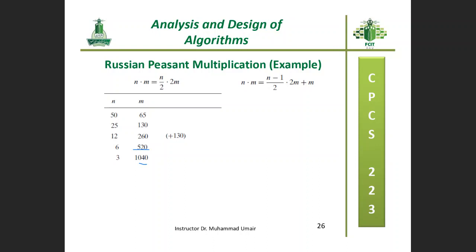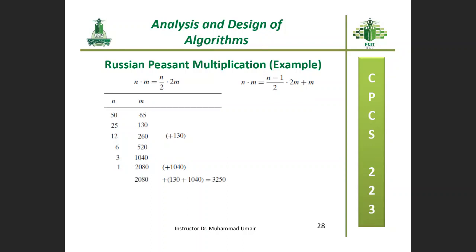Again 3 will be reduced, it is odd, so 3 minus 1, that will be 2, 2 divided by 2 will be 1, and double m, if you double 1040 it will be 2080 plus m, and m was 140. Is that clear? So now n is 1, if n is 1, answer will be 2080.